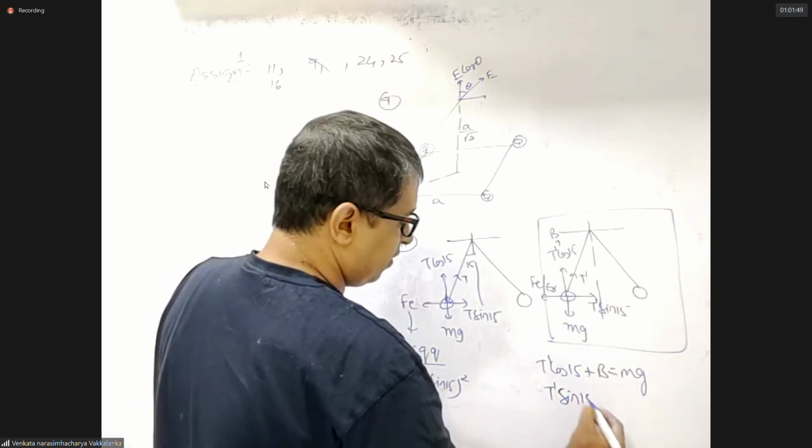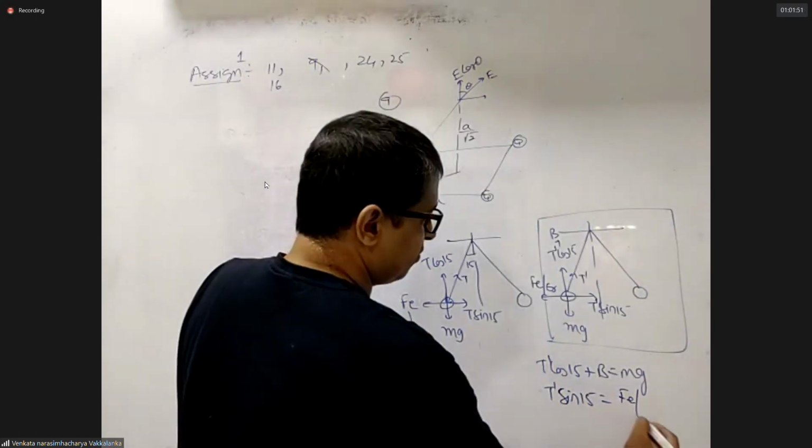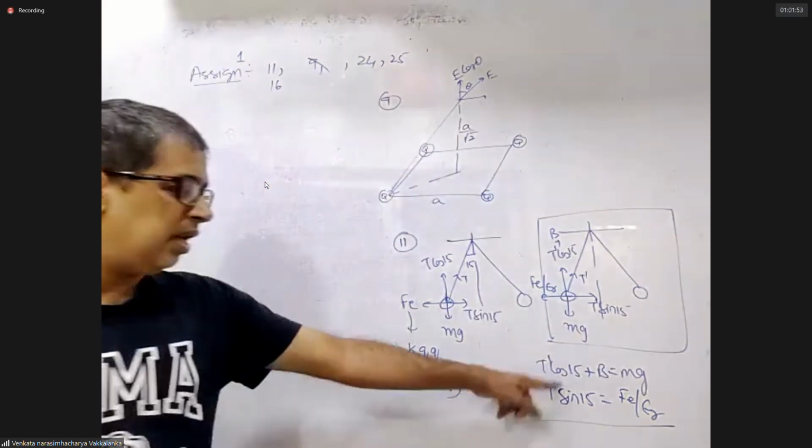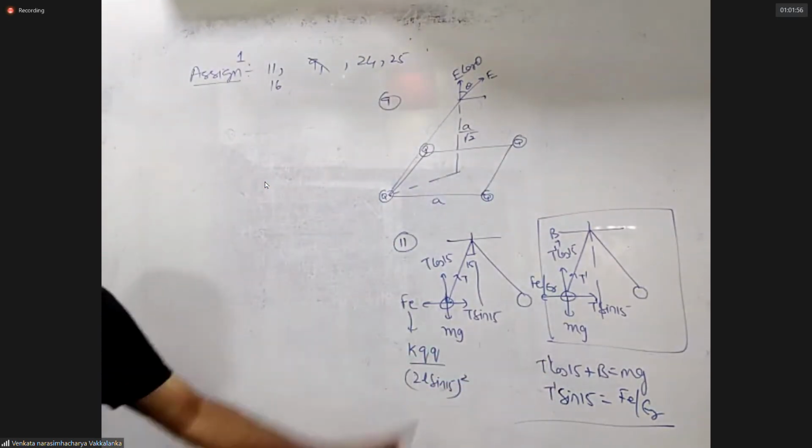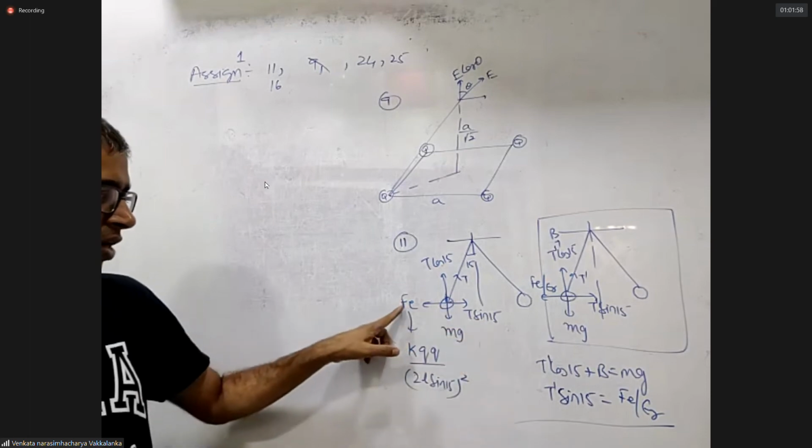T dash sin 15 is equal to Fe by epsilon. Eliminate T dash here, eliminate T here. T cos 15 is mg, T sin 15 is F.